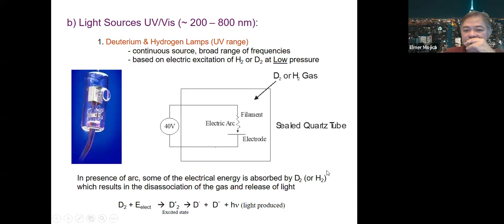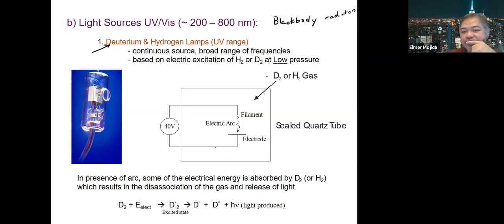Now here, we're going to look at what we call the light source. The light source for the UV-Vis is the one that ranges from 200 to 800. And most of the light sources they use are what we call black body radiators. When it is a black body radiator, a conducting solid is heated and it will emit electromagnetic radiation. So that's what happens. You have either deuterium or hydrogen. That's the one that you use in the UV range.